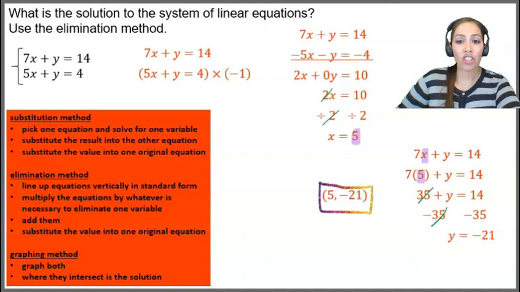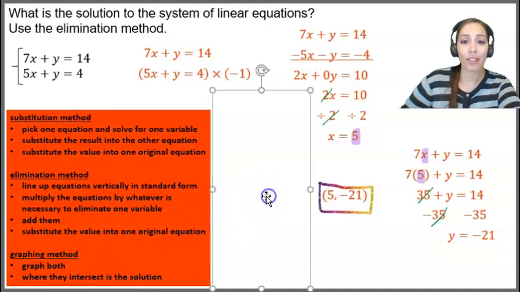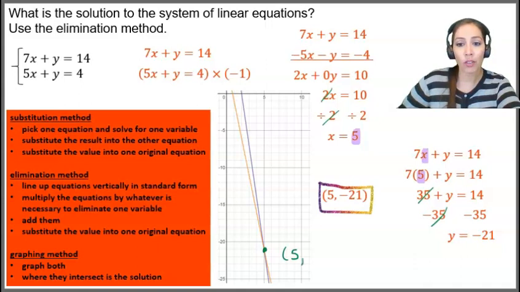Now, how do I check to make sure that I did my work correctly? There are a couple different techniques. One is to use the graphing method. You graph both on the same graph and see where they intersect. Where those two intersect is the solution. So you can see if I come over here to 5 and go down to negative 21, that is right where those two actually intersect. So that's one technique to check your work.